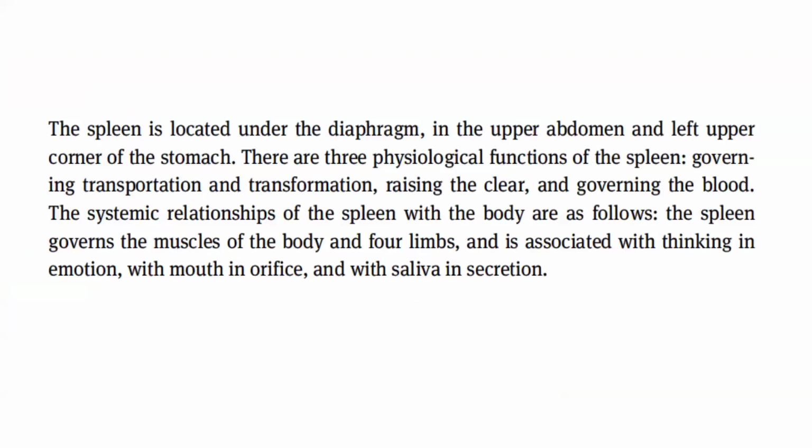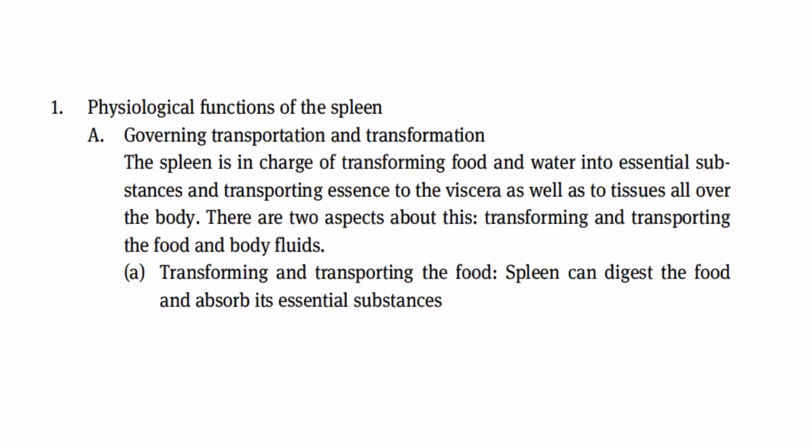The spleen is located under the diaphragm in the upper abdomen and left upper corner of the stomach. There are three physiological functions of the spleen: governing transportation and transformation, raising the clear, and governing the blood. The systemic relationships of the spleen with the body are as follows. The spleen governs the muscle of the body and forelimbs and is associated with thinking and emotion, with mouth in orifice, and with saliva in secretion.